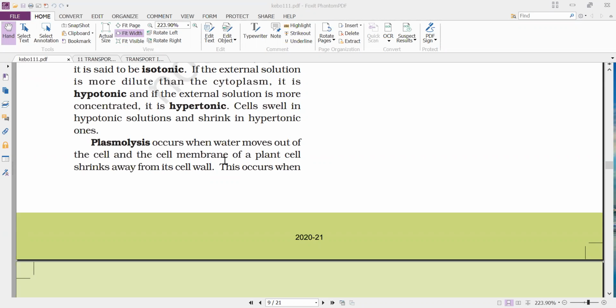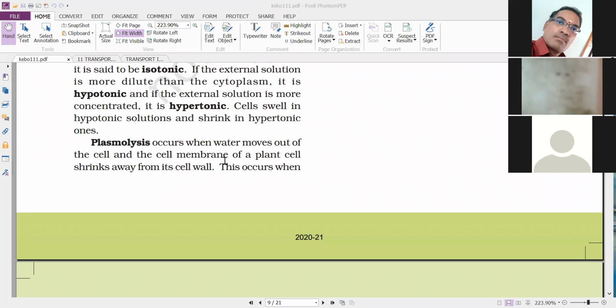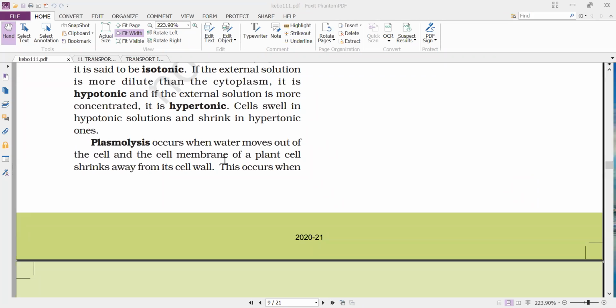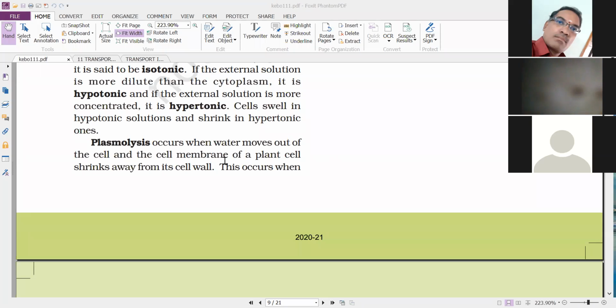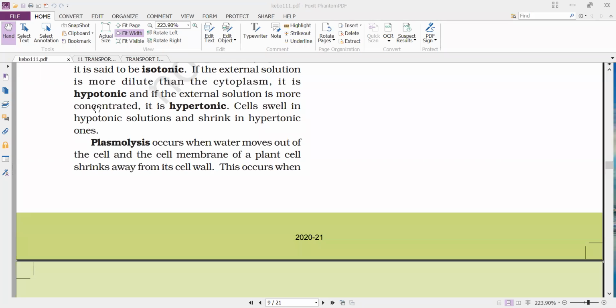But when a plant cell is placed in a hypertonic solution, what happens? Slowly the water will move out of the cell by exosmosis. Slowly the cell loses water by exosmosis. As a result, what happens? The osmotic pressure will be gradually decreased.